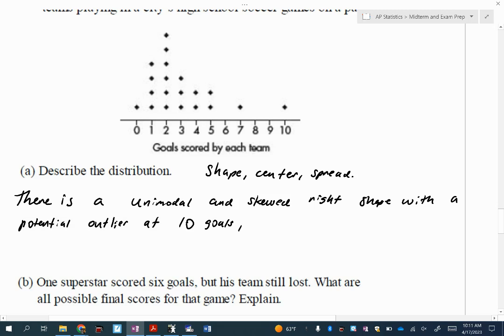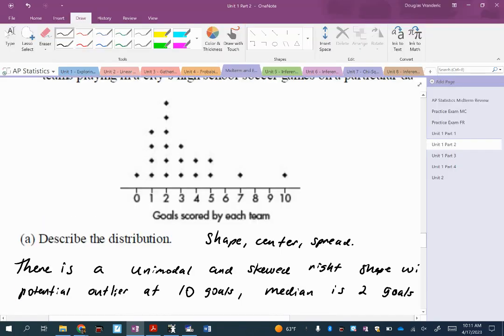Okay. All right. You said the median is 2 goals? Yes. Did you actually count that? No, but I have a pretty good guess. Okay. Well, here's the thing, Thomas. Don't say the word median unless you know it's the median. We can do it right now and find it.